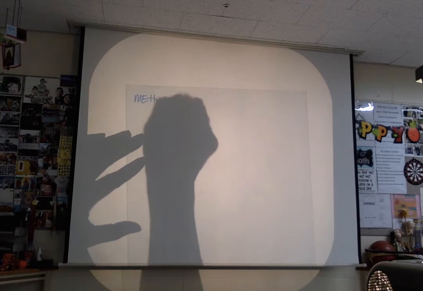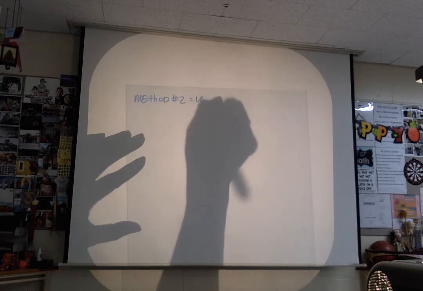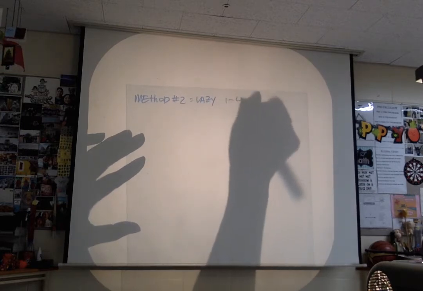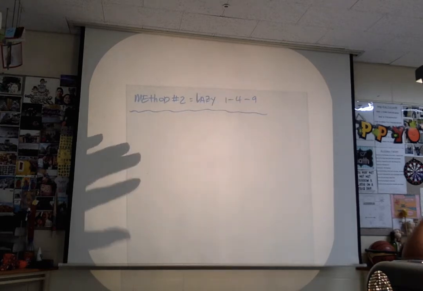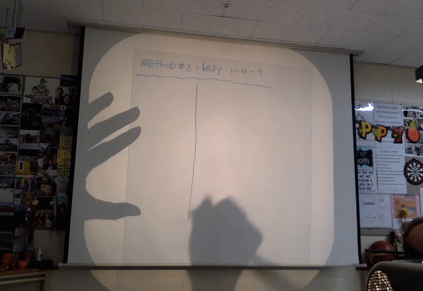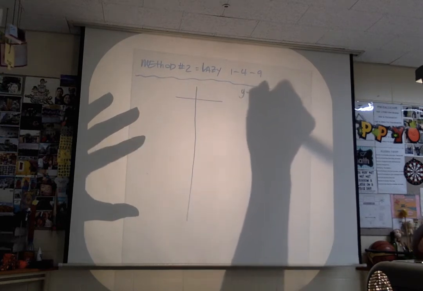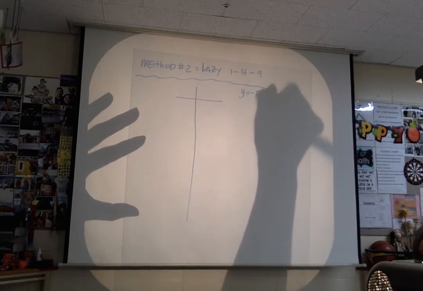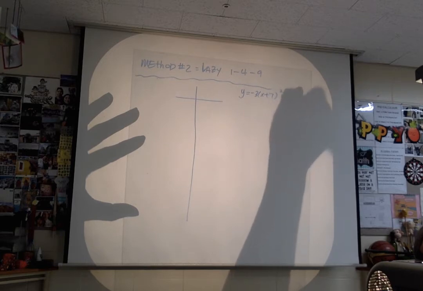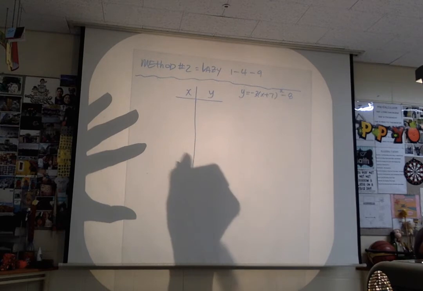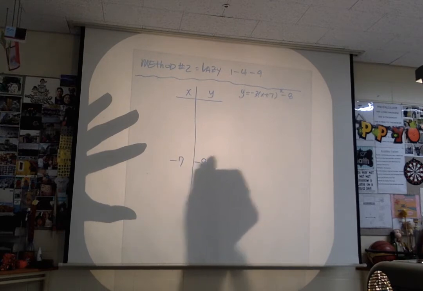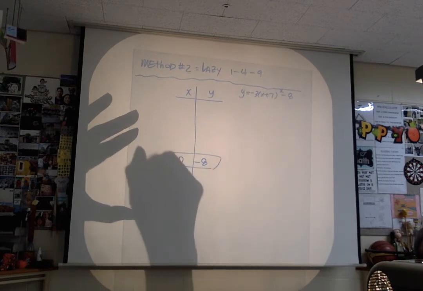Method number 2, lazy 149, which works beautifully as well. Let's write the original equation though. Y equals negative 3 times (x plus 7) squared minus 8. So our vertex is negative 7, negative 8. Our special point, our vertex.